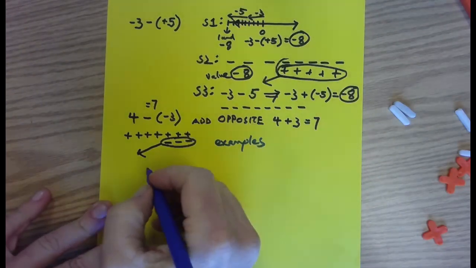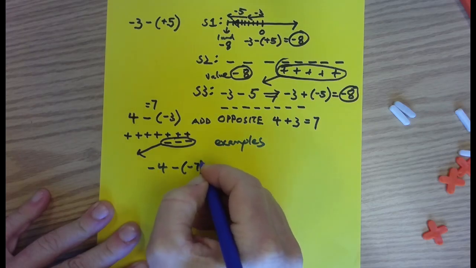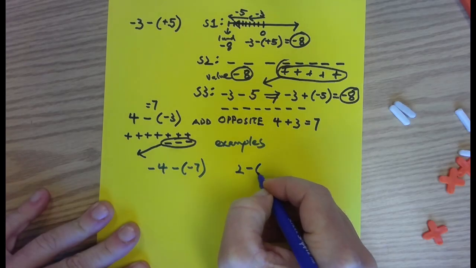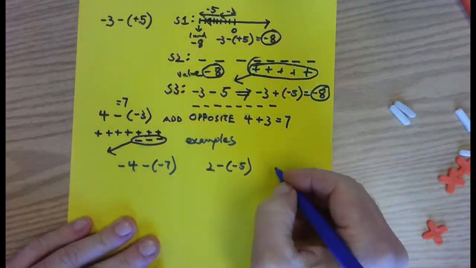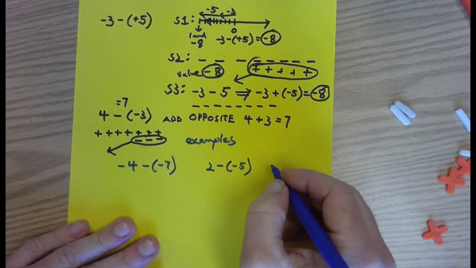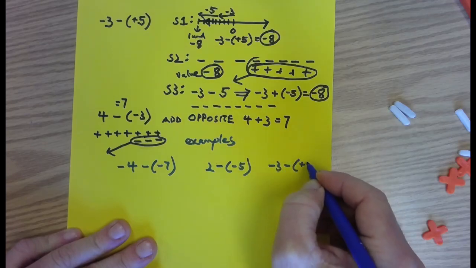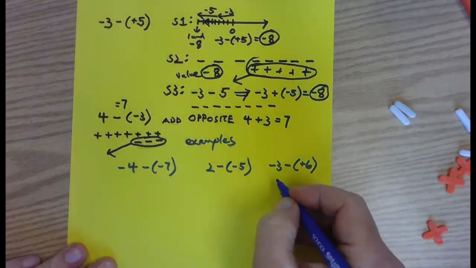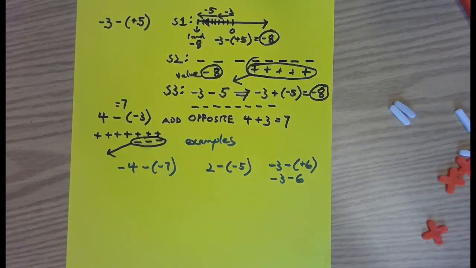Okay, examples. Negative 4 take away negative 7. Ooh, that's fun. Positive 2 take away negative 5. Yummy. And let's start with a negative, and let's take away a positive. Negative 3 take away positive 6. Fun. Okay. Another way of writing this one is like this. Let's go ahead and work through these.